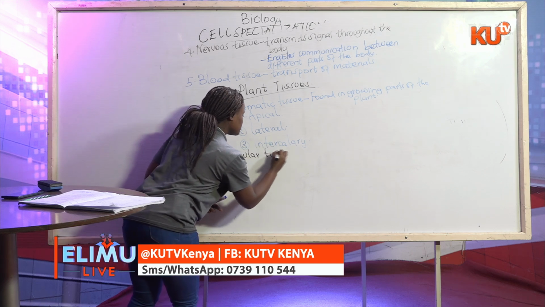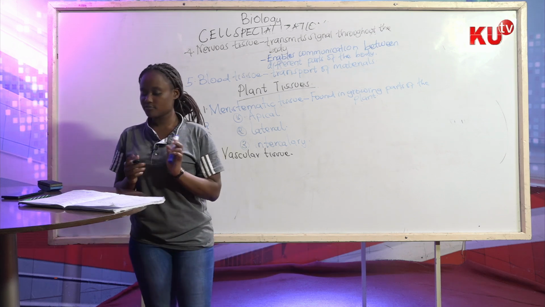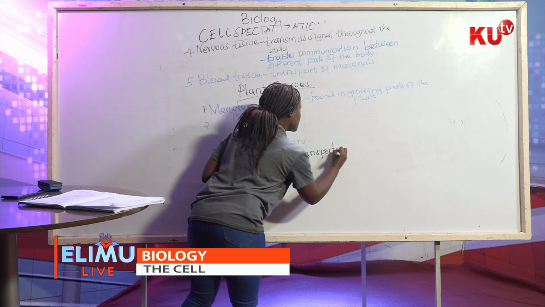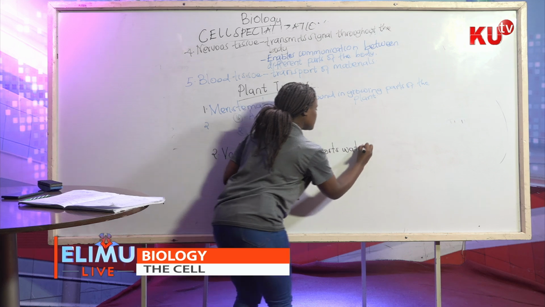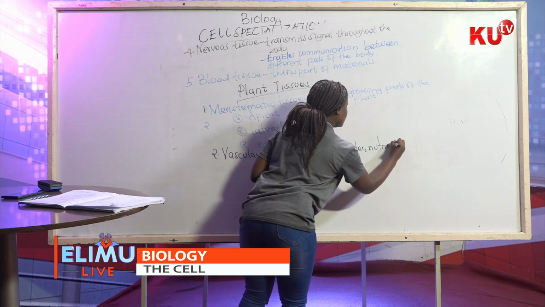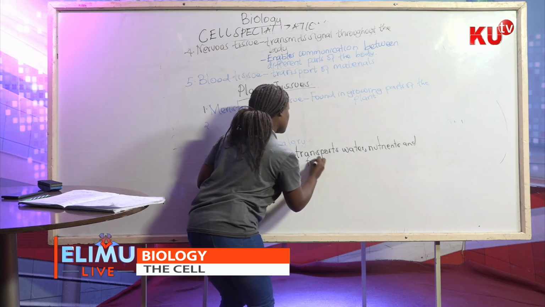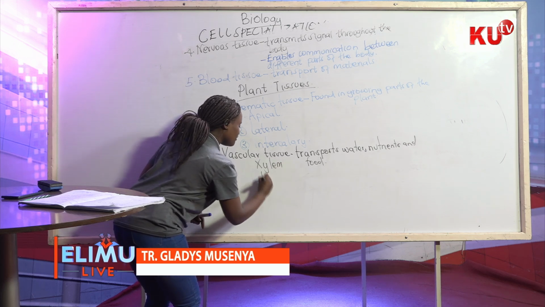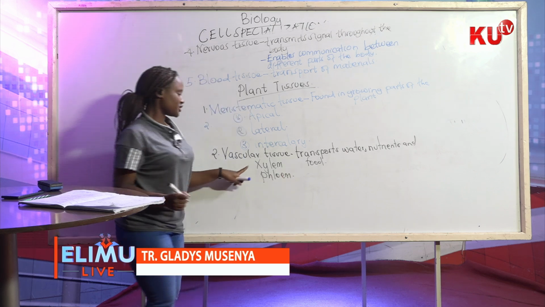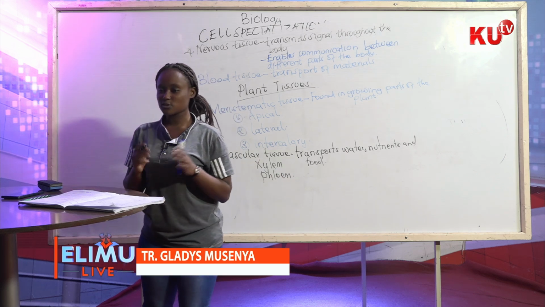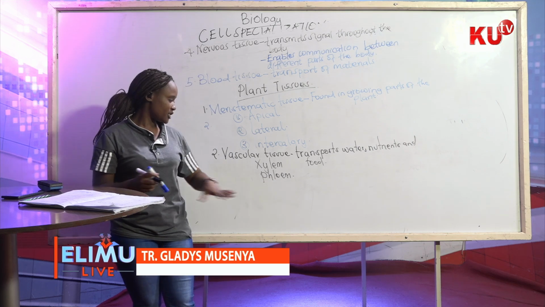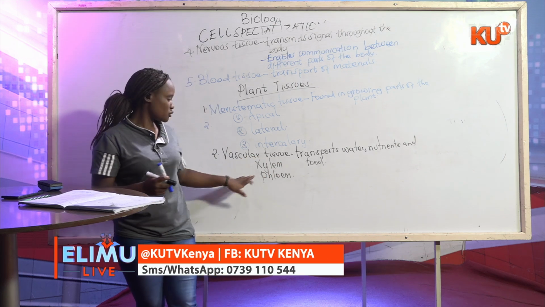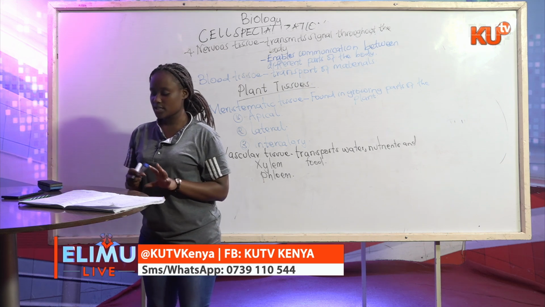The vascular tissue, its function is to transport water, nutrients, and food. In vascular tissue, we find the xylem and the phloem. The xylem carries water, while the phloem transports nutrients. This one is for transporting water from the roots, and this one is for transporting nutrients produced in the leaves.